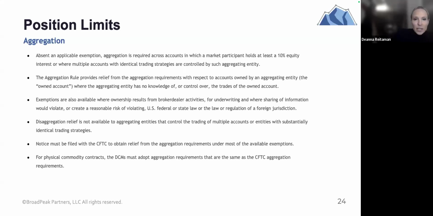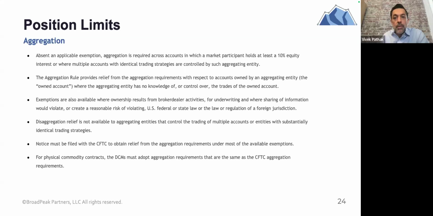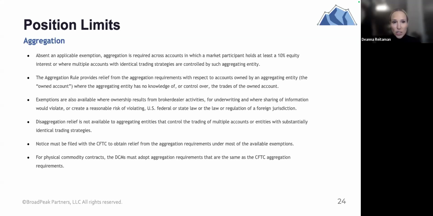So this aggregation relief is not available, though, to aggregating entities that control the trading of multiple accounts or entities that have substantially identical trading strategies. So even though you're saying, listen, we can't share the information, and you have an identical trading strategy, you're kind of like, what do I do here? Things are not jiving. And the answer is, holy cow, that is a tough question. How do you even move forward? In my opinion, we can always go to the CFTC, even on a no-name basis, just to try to figure that out, because I've seen that happen before.